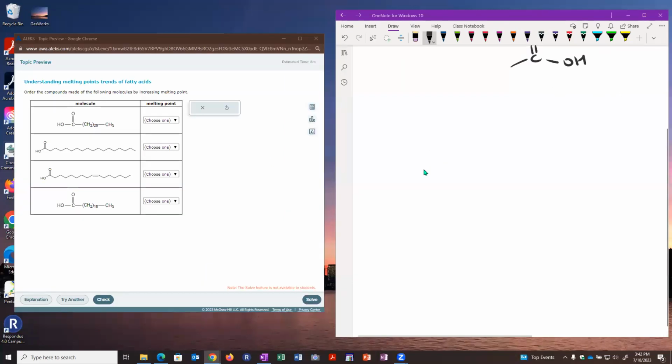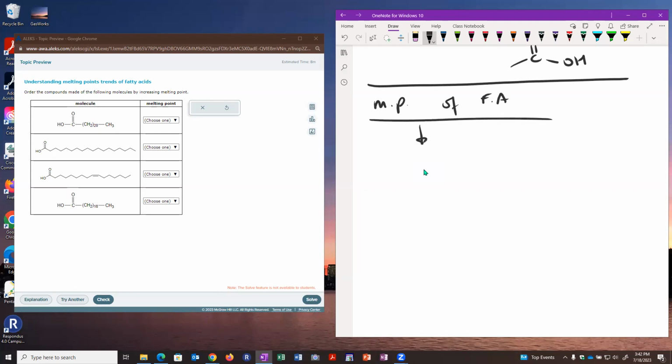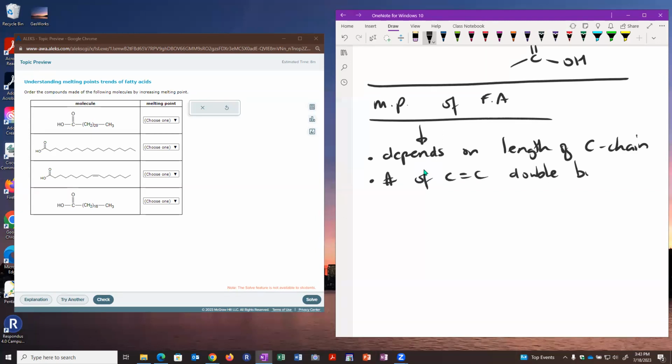All right, and then the next one we're going to take a look at has to do with some of the physical properties of the fatty acids, specifically the melting points of fatty acids. And this would depend on the length of the carbon chain, and then also the number of carbon-to-carbon double bonds.